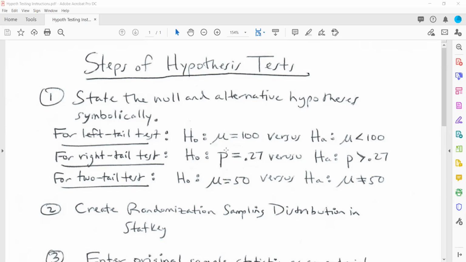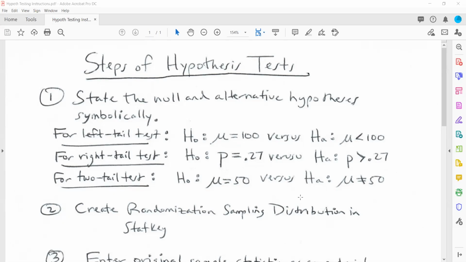Right tail test, this is an example. Population proportion, for example, for the null hypothesis, could be 0.27. And versus, I guess I spelled versus wrong there. No problem, you know what I mean. And the alternative hypothesis is that p is greater than 0.27. So the greater than symbol means right tail test. And if you have a two tail test, this is an example where mu is equal to 50, the mean is equal to 50, versus mu is not equal to 50, right?